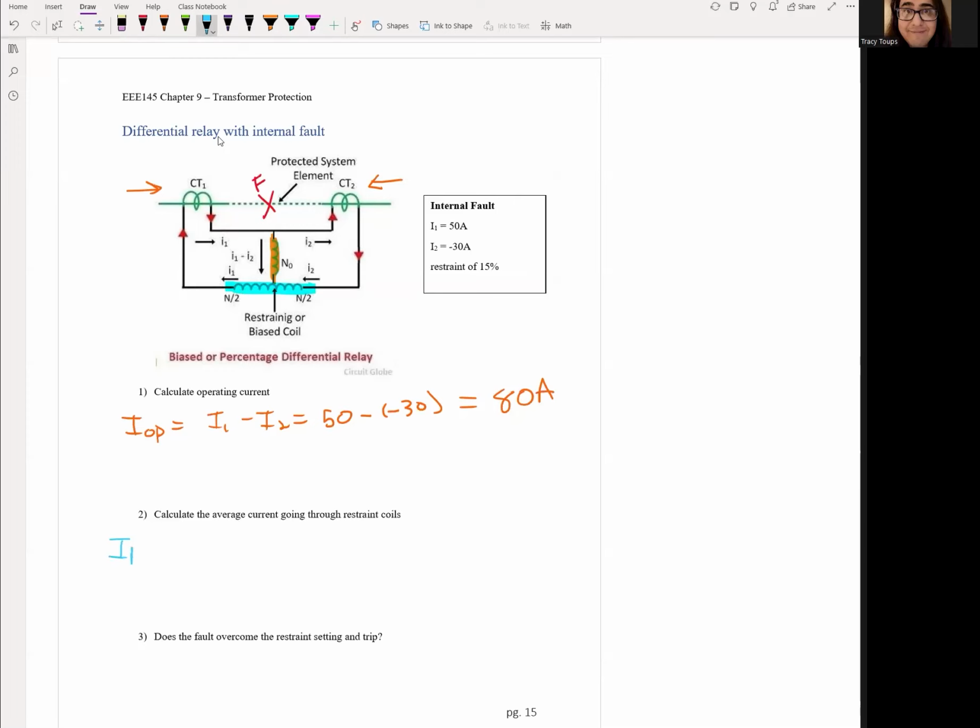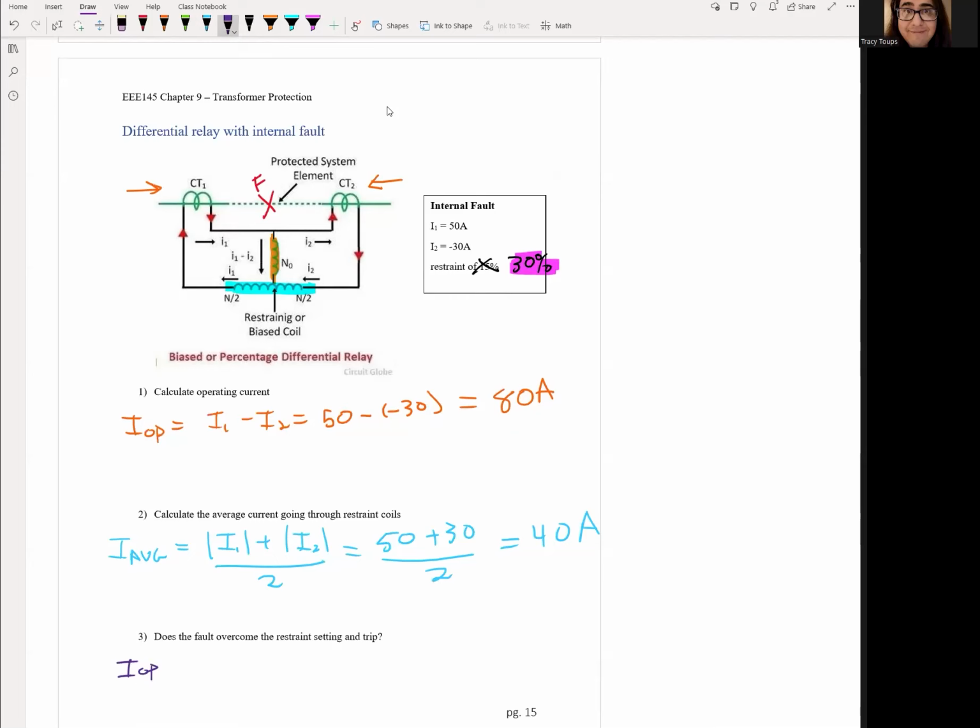So I average is equal to I1. Remember, we always take the average of the magnitudes of both currents going into the coil. And this time it's 50 plus 30 over 2, which is equal to 40. And lastly, remember we have our restraint. Oh, that's the error. It should be 30%. Sorry, I didn't change that. So let's write that 30%.